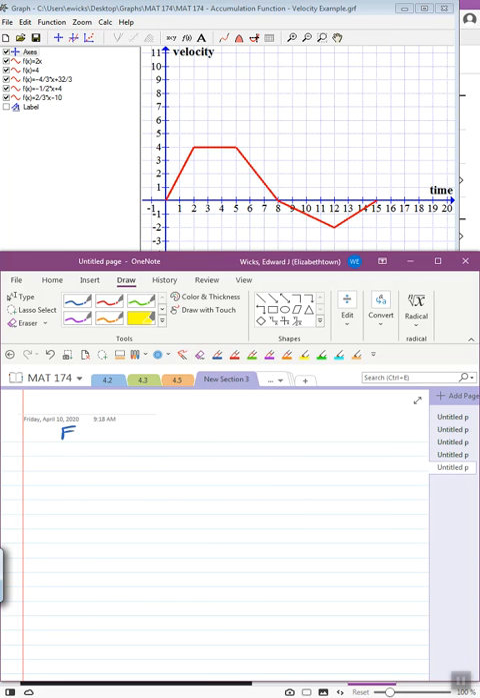Let's define big F of x as the integral 0 to x v of t dt. So can everybody visualize what that's doing? That's your accumulation function. The starting time is 0, ending time is x. So for example, if I asked you what f of 1 is, you would say what?